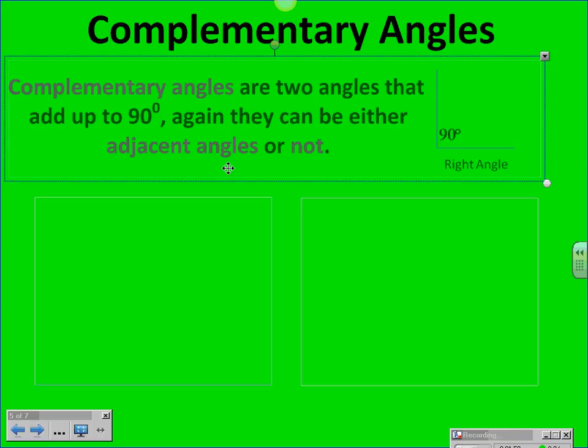Complementary angles. Complementary angles are two angles that add up to 90 degrees. Again, they can be either adjacent angles or not.